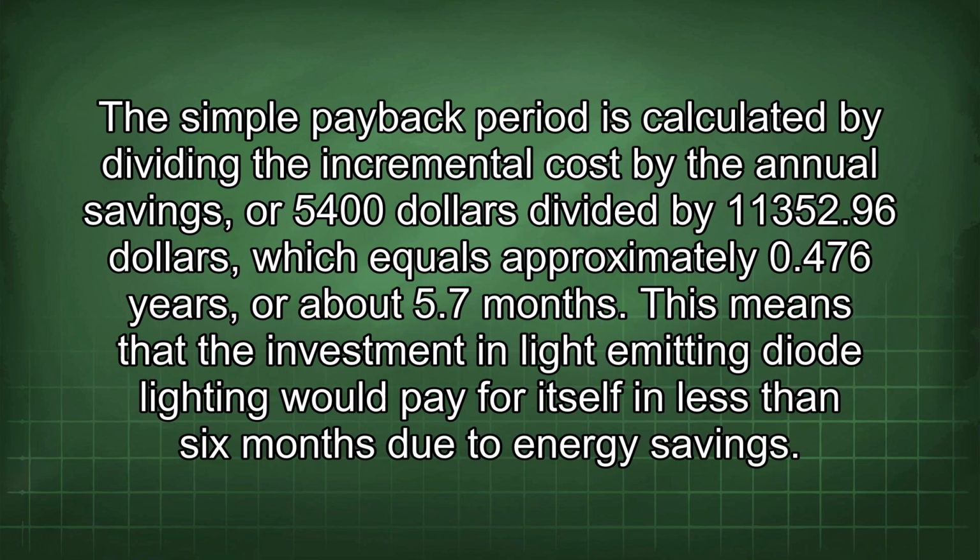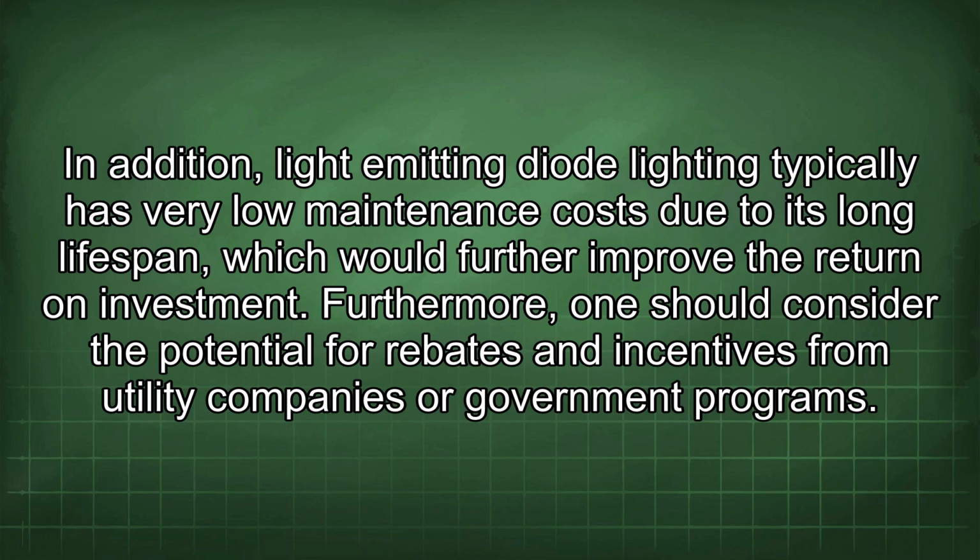$5,400. The simple payback period is calculated by dividing the incremental cost by the annual savings, or $5,400 divided by $11,352.96, which equals approximately 0.476 years, or about 5.7 months. This means that the investment in light-emitting diode lighting would pay for itself in less than 6 months due to energy savings. In addition, light-emitting diode lighting typically has very low maintenance costs due to its long lifespan, which would further improve the return on investment.